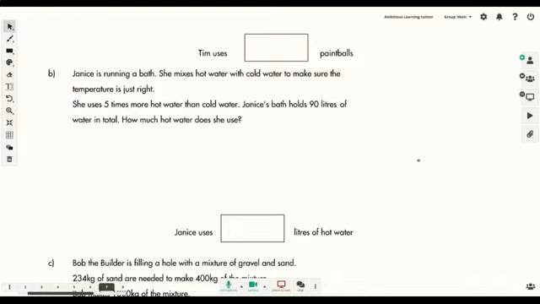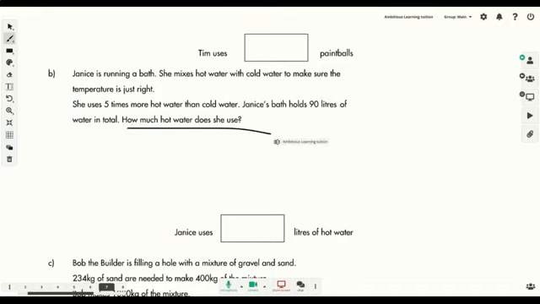James is running a bath. She mixes hot water with cold water to make sure the temperature is just right. She uses 5 times more hot water than cold water. James' bath holds 90 liters of water in total. How much hot water does she use? So you need to find out how much hot water she uses.